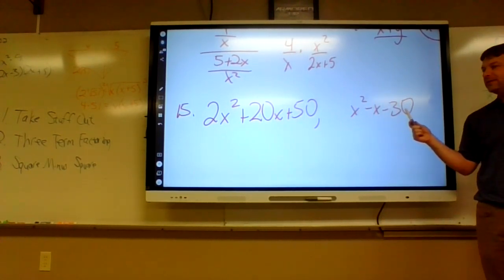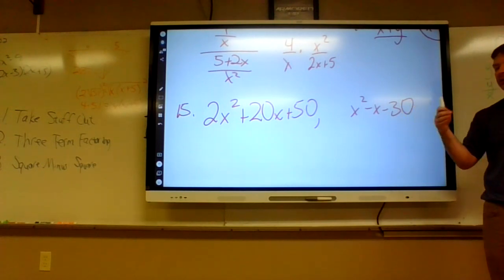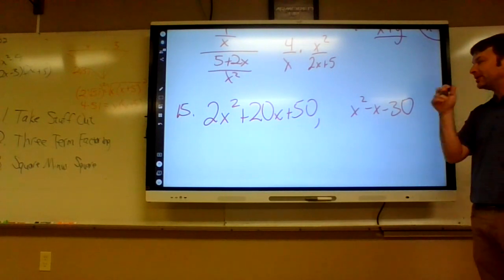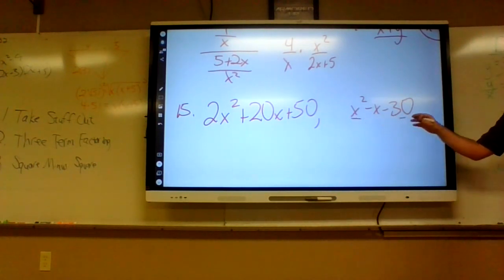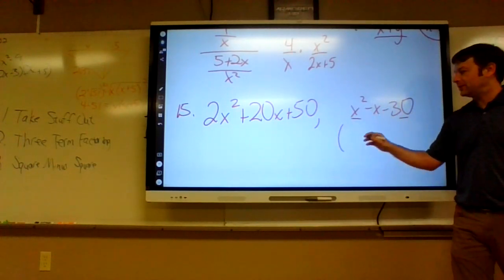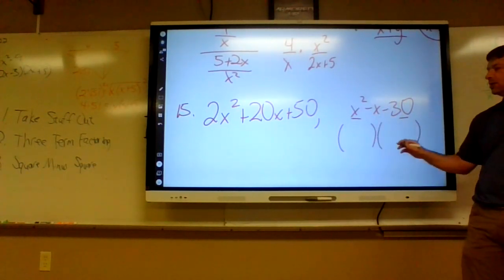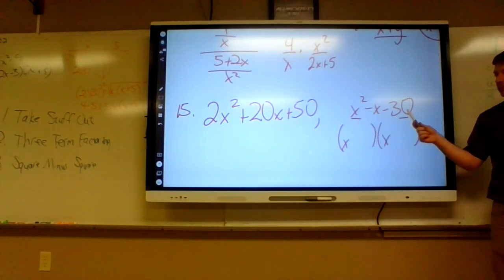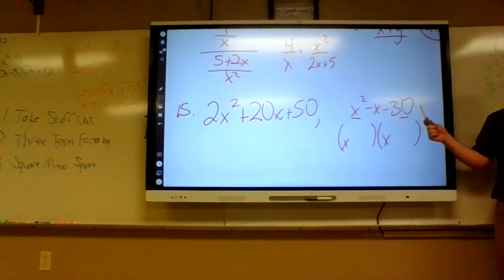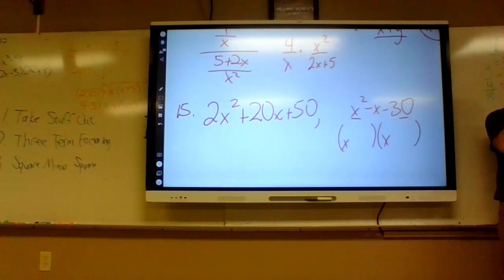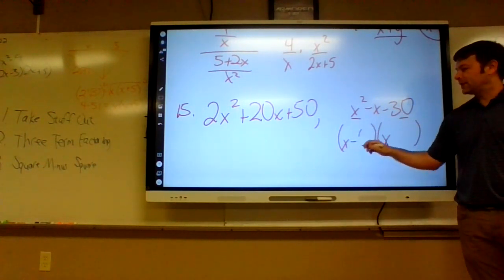Factor. Yeah, when you're finding the least common multiple, you have to use the most of each kind of factor. Yeah, that's true. But anytime you see something like this, a 3-term expression, you should probably think it's factoring time. So what goes into x squared? X and x. What multiplies into negative 30 that could add up to negative 1? Negative 6 and 5.